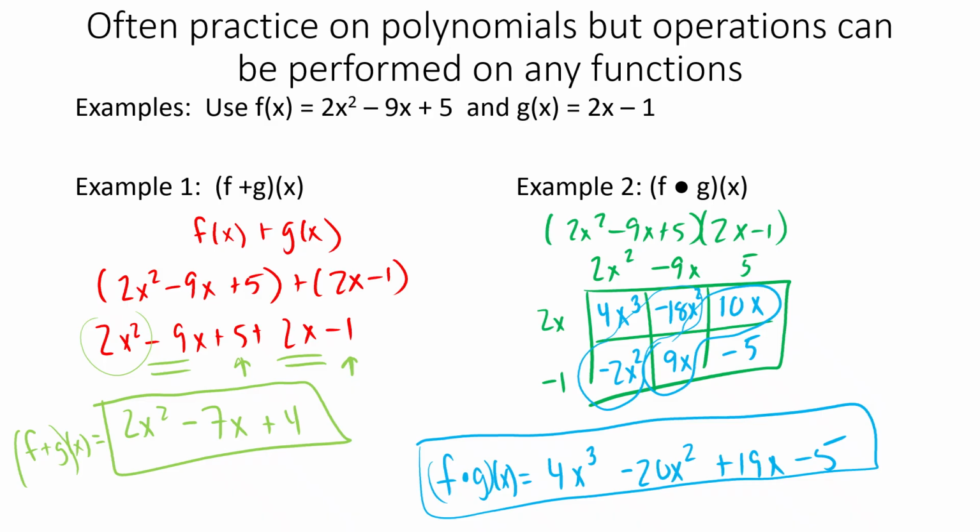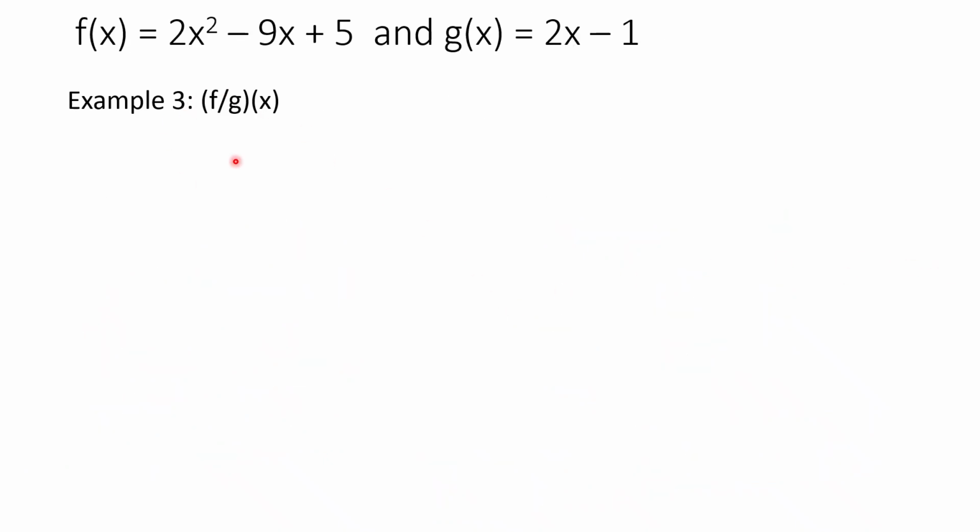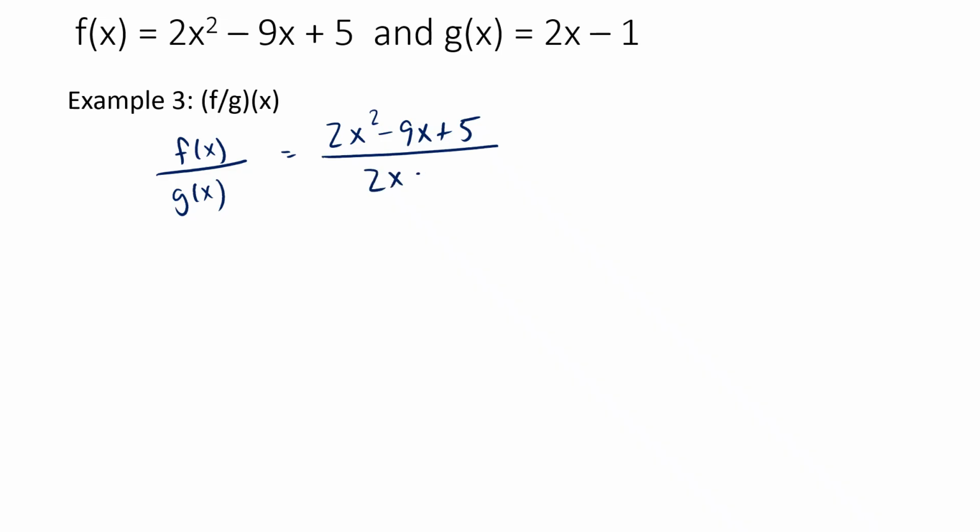Okay, so you can follow along with what we're doing there. Mostly, though, this is just interpretation of the notation so that when you see this new notation, you know what you are going to do with it. Now, with f divided by g, I often will not do this. So this will be literally f of x divided by g of x. And so we will have 2x squared minus 9x plus 5 divided by 2x minus 1. And in this case, I might leave that as is.